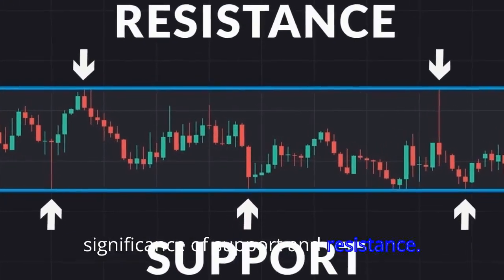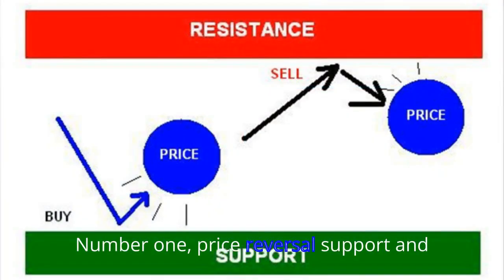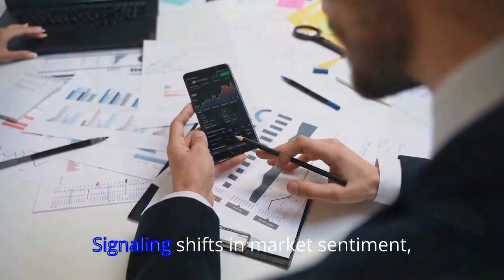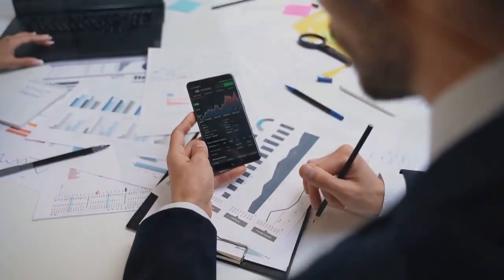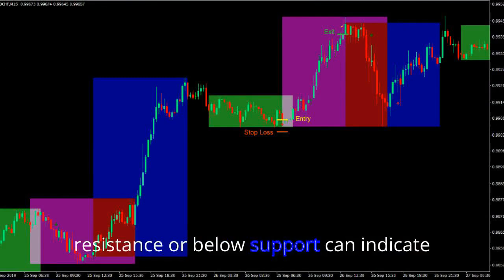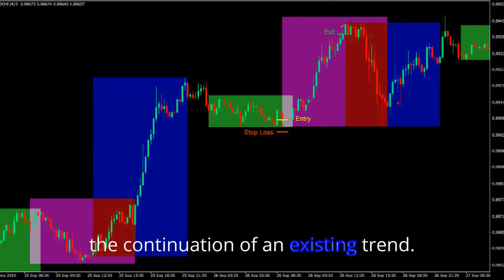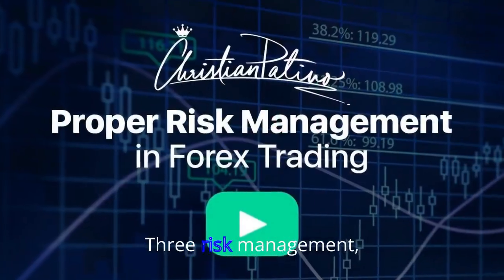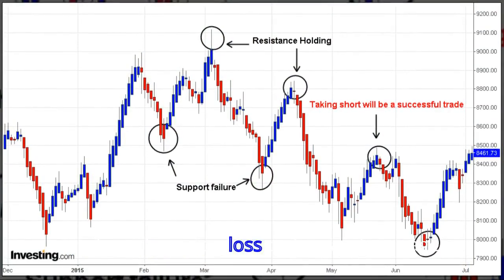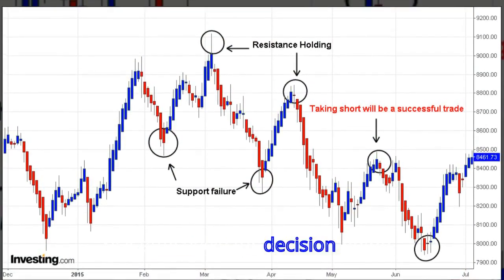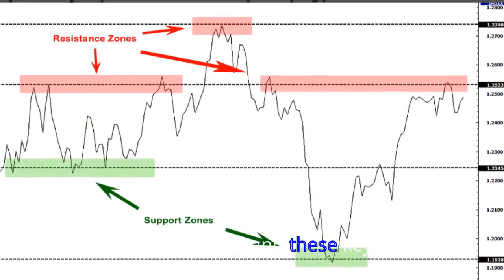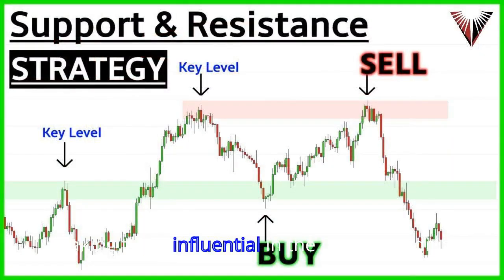Significance of support and resistance. Number 1. Price reversal. Support and resistance levels often mark potential reversal points, signaling shifts in market sentiment. 2. Trend continuation. Breakouts above resistance or below support can indicate the continuation of an existing trend. 3. Risk management. Identifying support and resistance helps traders place stop-loss orders and manage risk effectively. 4. Decision points for traders. Many traders make buying or selling decisions around these key levels, making them influential in the market.